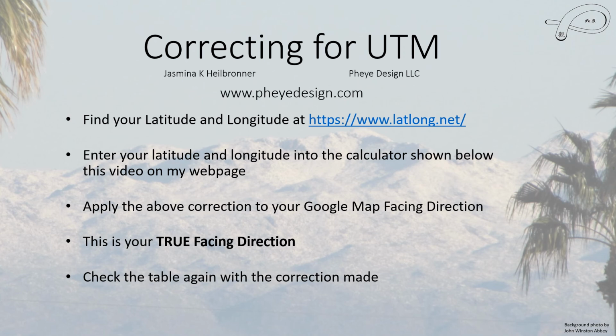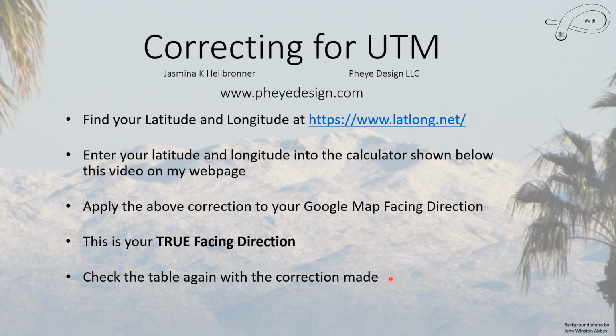So again, once you've found from Google Maps what your facing direction is, measuring it with a protractor, then you go to this website and get your house's actual latitude and longitude. Stick that into my calculator that's below this video. And then there will be an answer. It'll say either add some number of degrees to your facing direction, or subtract whatever number of degrees from your facing direction. And then this is your true facing direction. This is all to get just this.